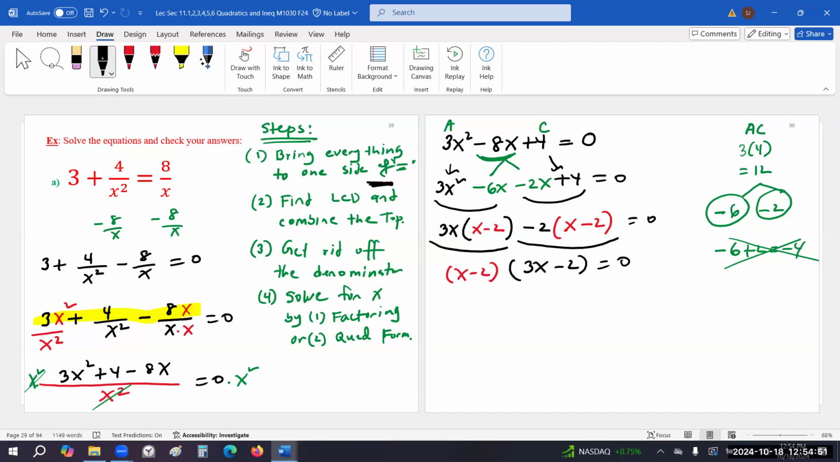You can use quadratic formula. Here, we will use the quadratic formula. If you want, you can use quadratic formula. If you think AC method is harder for you, work with quadratic formula.